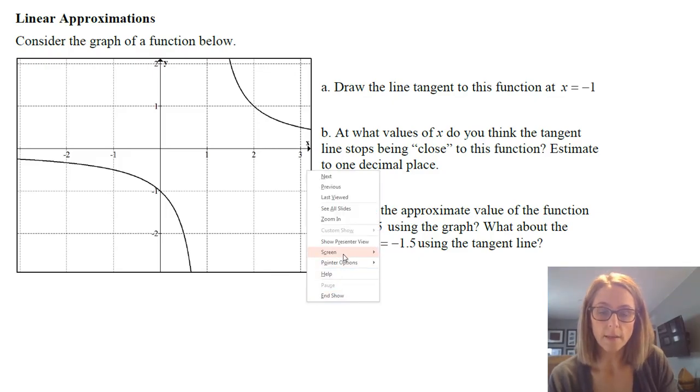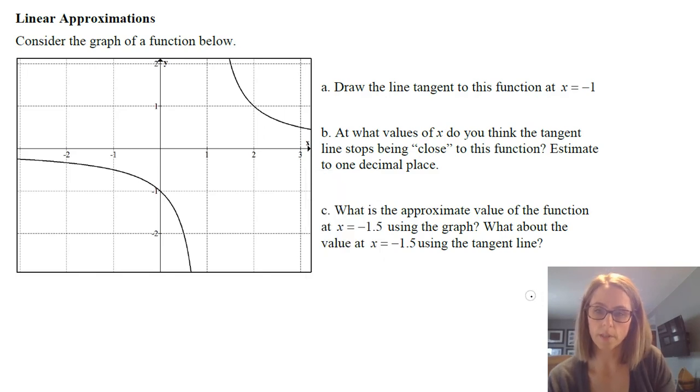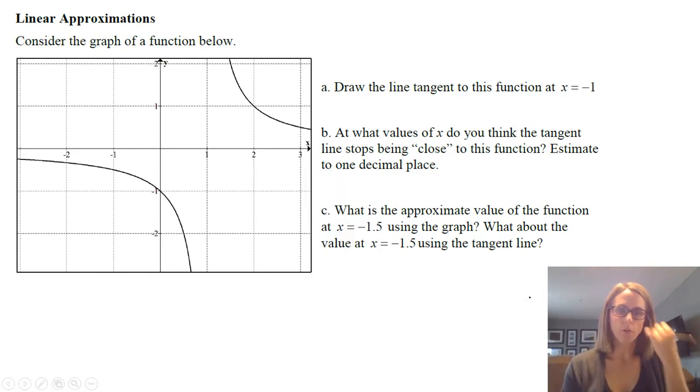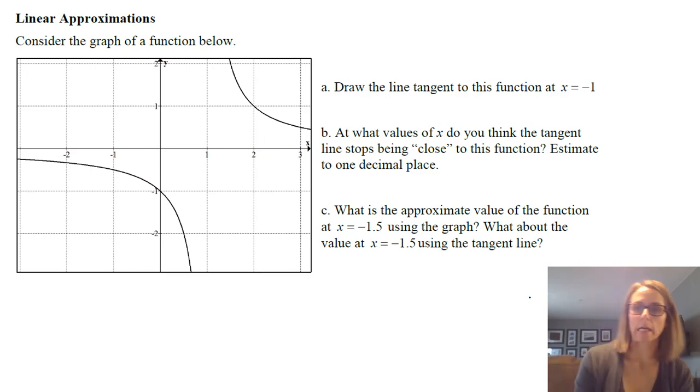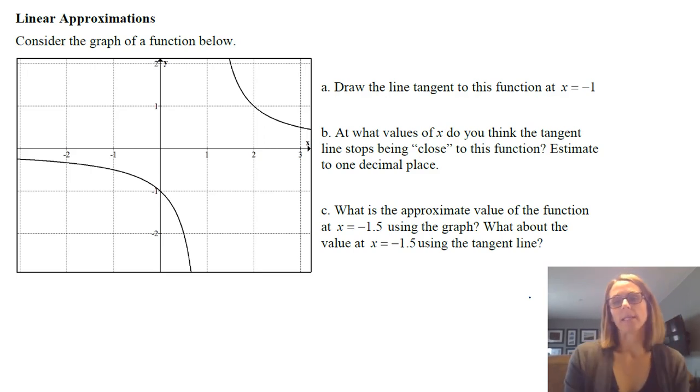Okay, so this is the second part of section 2.9, linear approximations. And first, I'm just going to show you the idea behind them. This is what we would have done in class. So it says, draw the line tangent to this function at x equals -1.